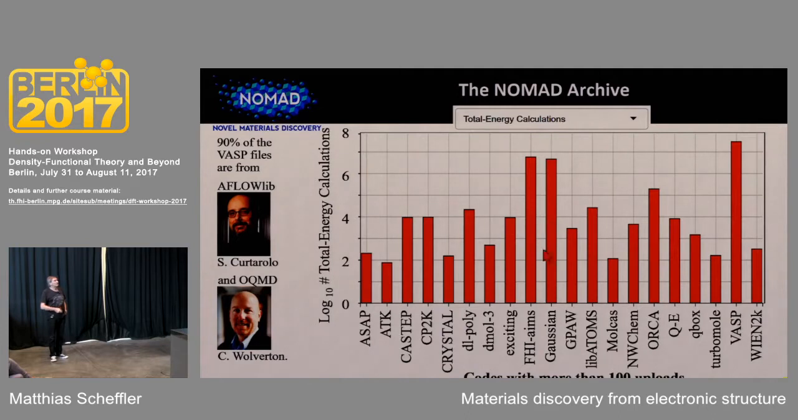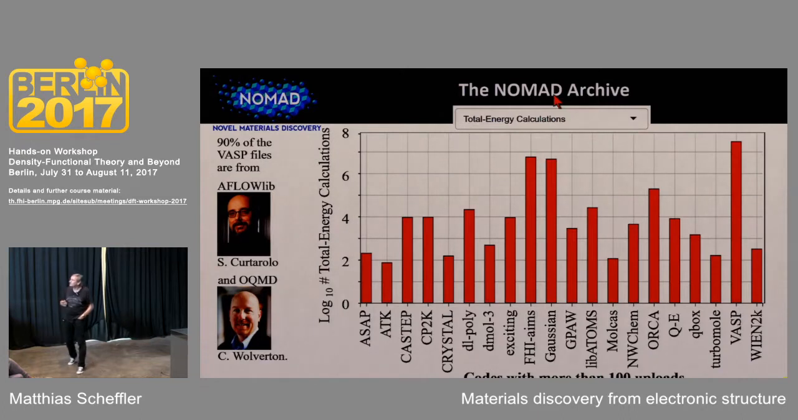The next one then actually is FHI-aims, which is below actually 10 to the 7. VASP is so big because the biggest databases in America are run by Stefano Curtarolo, which is AFLOWLIB, and then another one is run by Chris Wolverton. These two are actually part of this NOMAD activity.